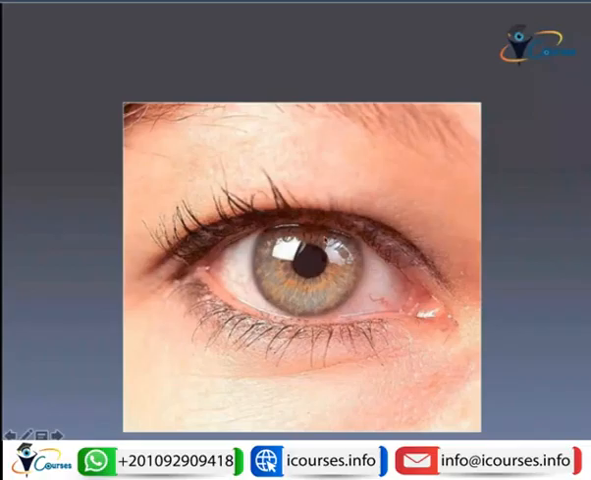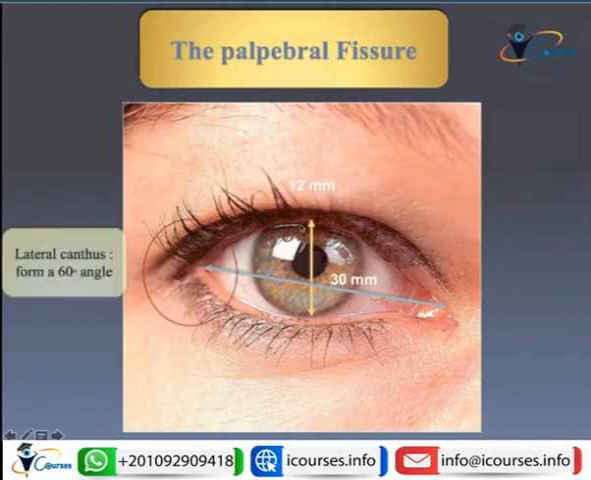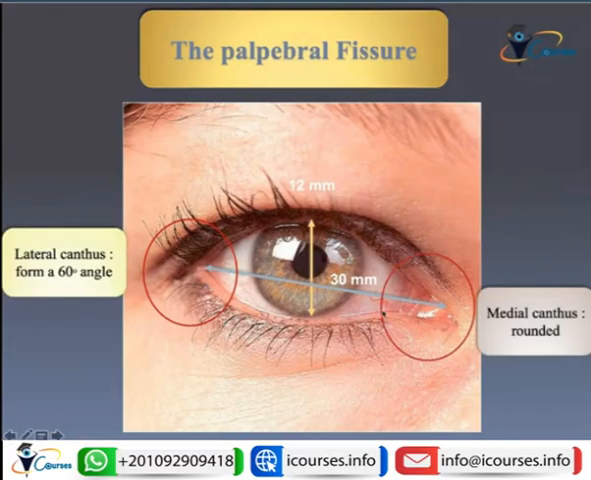The opening between both eyelids is called the palpebral fissure. What are the dimensions of this palpebral fissure? The width is about 30 millimeters, while the height is 12 millimeters. The junction between both lids laterally forms the lateral canthus, which is an angle of 60 degrees, while the junction at the medial end forms the medial canthus, which is more rounded.